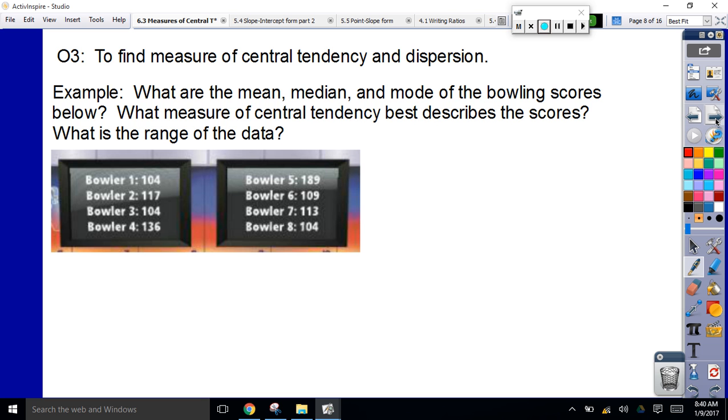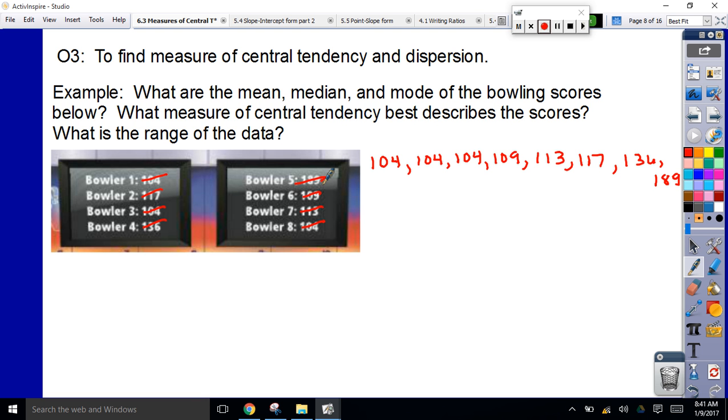Okay, since I'm going to be finding median as well, first thing I'm going to do is put these numbers in order. So looking at my numbers, my smallest number is 104. I'm going to cross them off as I write them, and I actually have 3 of them, so I'm going to write all 3. 104, 104, 104. My next highest number is 109. Next I have 113, 117, let's see, 136. And 189, which would be a really good bowling score.